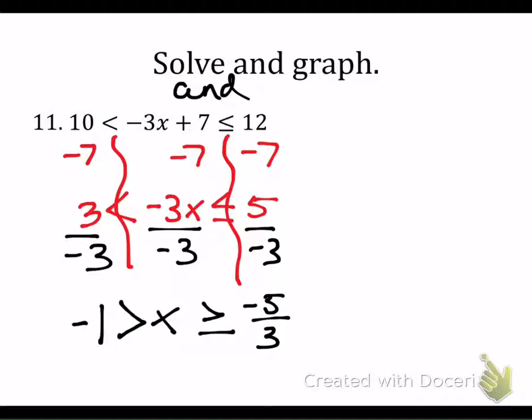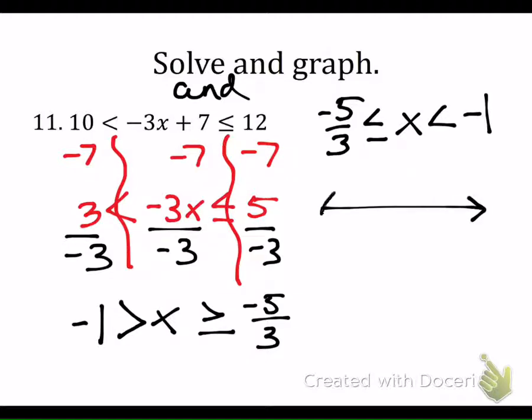Okay? So when I write my final answer, it needs to be negative 5/3 less than or equal to x less than negative 1. And on the number line, the negative 5/3 is to the left. Then the negative 1. Negative 1 is not included. Negative 5/3 is included. I want to be greater than this one, but I want to be less than this one.